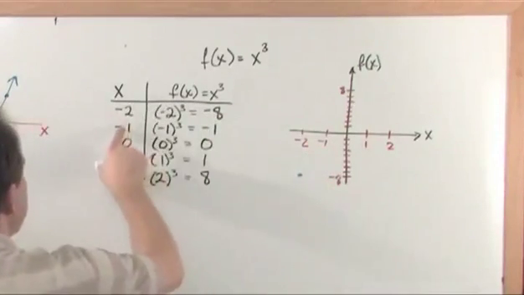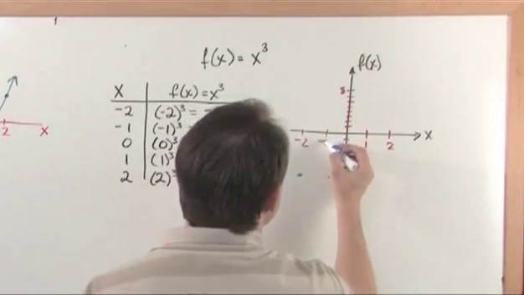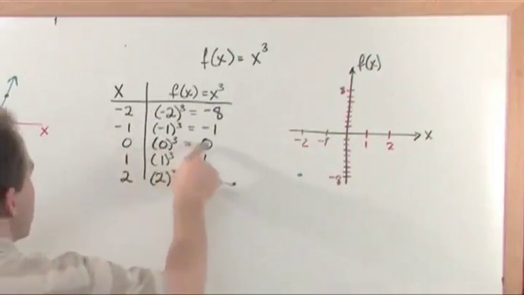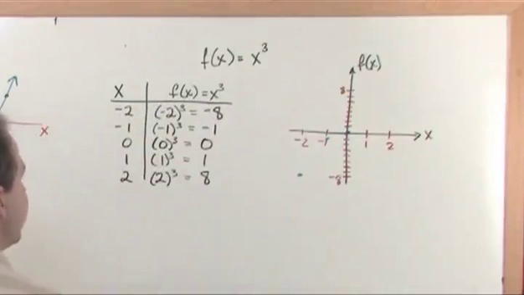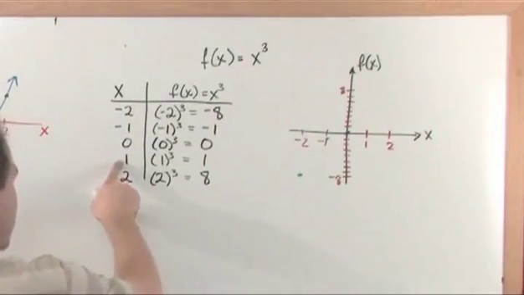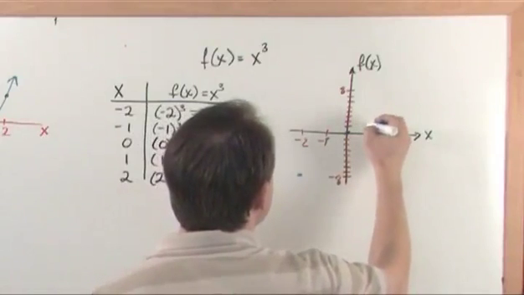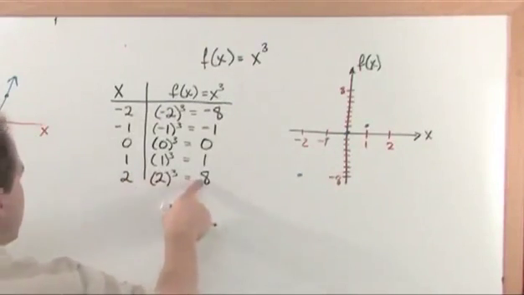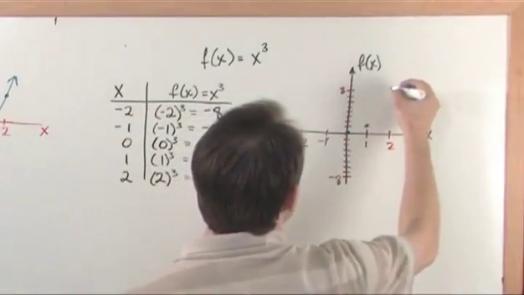Okay? Next point is -1, -1. -1, go down a little bit for -1. Next one is 0, 0. It's going to be right here in the middle. 0 for x, 0 for f of x. The next one is 1, 1. So I go over to 1 and then up to 1 up here. Okay? And then this one is going to be 2, 8. So I go over to 2 for x and up to 8 up here.